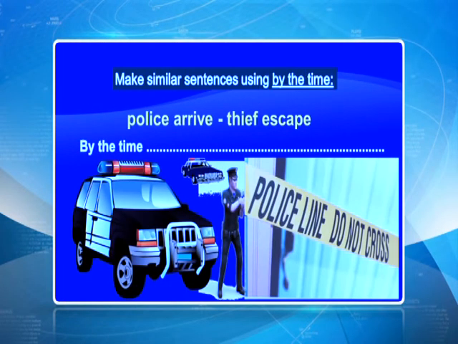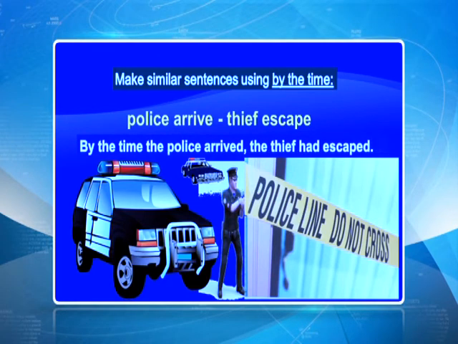Right. Now make similar sentences using by the time. By the time is an expression also that signals the past perfect tense. Police arrive, this is the first action. Police arrived. The second one, the thief escaped. So, by the time the police arrived, the thief had escaped, or had already escaped.